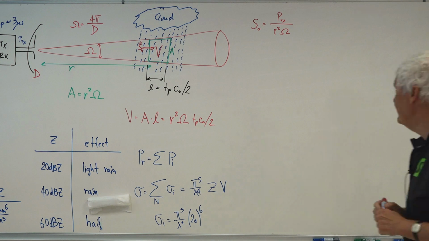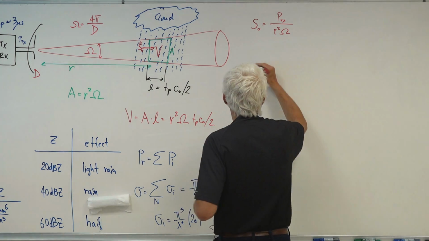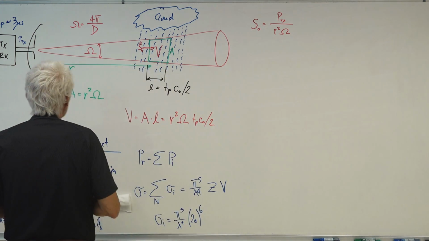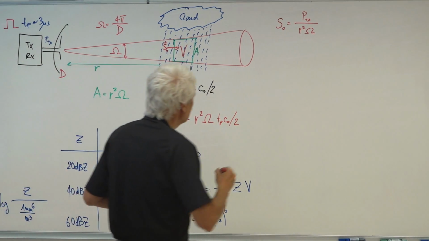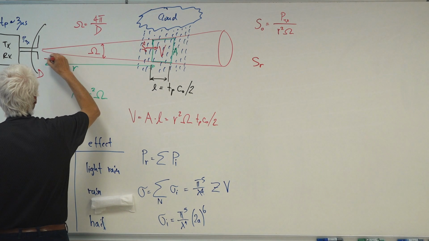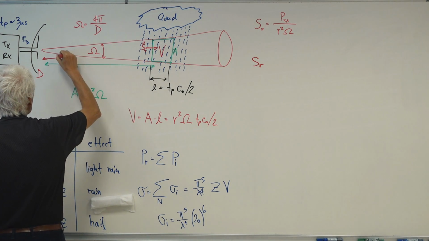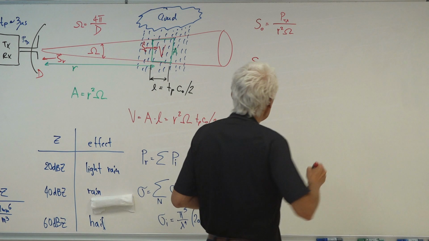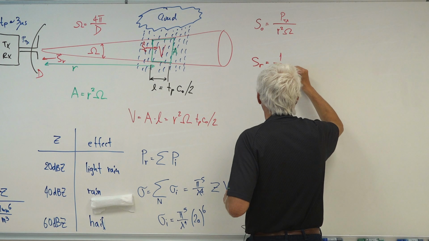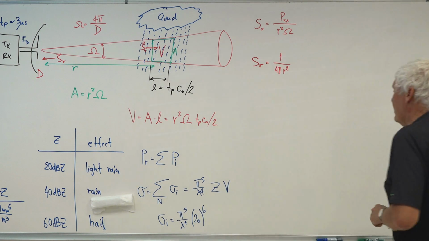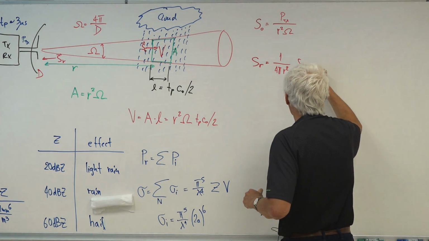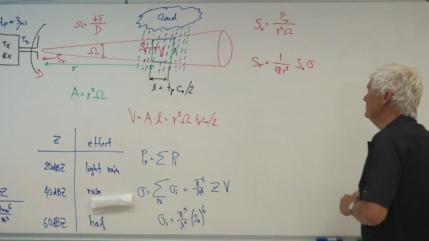Now, what is the reflected power? The reflected power is reflected in all directions. It goes all the way back to the receiver. So what is the S reflected? This power is being scattered in all directions, so it's 1 over 4 pi r squared. And how much actual power do I have? It is S0 times the radar cross-section sigma.